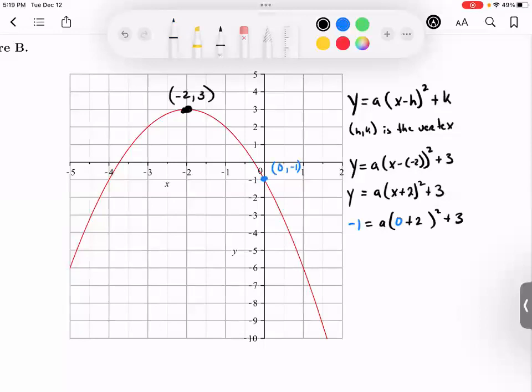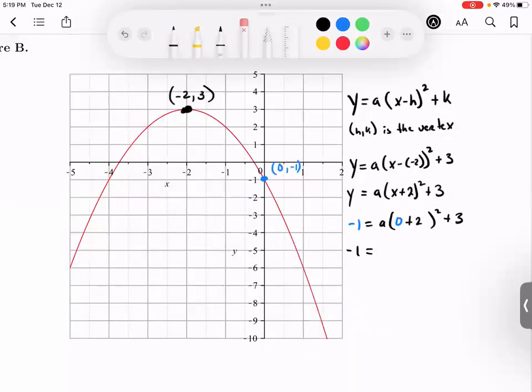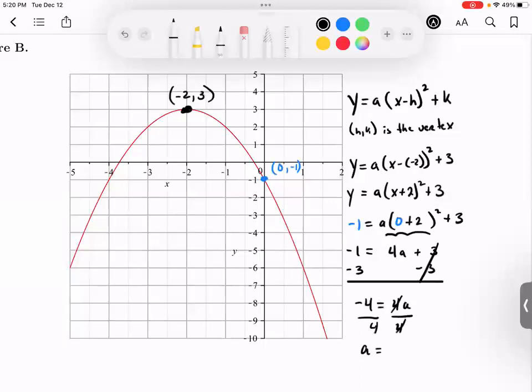All right, now you just got to solve for a. To solve for a here, we get -1 is equal to a times (0 plus 2), which is 2. 2 squared is 4. So I'm just going to rewrite this: all of this good stuff is just 4a plus 3. Then you subtract 3 on both sides. The 3's here are canceled. You get -4 is equal to 4a. Then you divide by 4 on both sides. We'll get a is equal to -1.